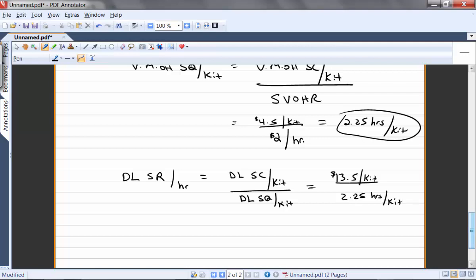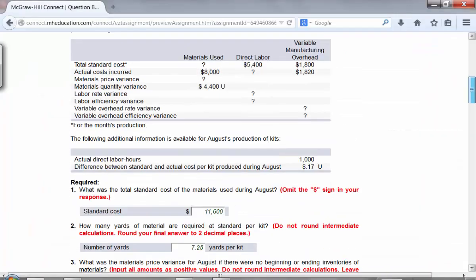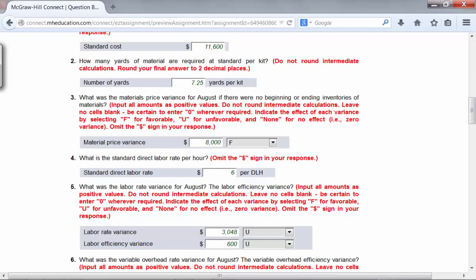So what are we paying? What should we pay our employees per hour? What's the standard call for in terms of paying our employees per hour? 13.5 divided by 2.25. So we should be paying them $6 per hour. And that's what it asked us for. What is the standard direct labor rate per hour? 6.